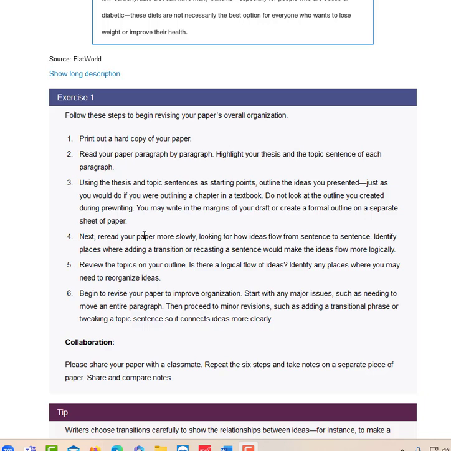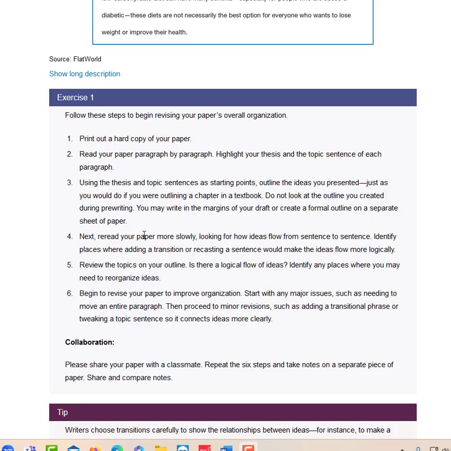Using the thesis and topic sentences as starting points, outline the ideas you presented just as you would if you were outlining a chapter in a textbook, otherwise known as reverse outlining. Next, reread your paper more slowly, looking for how ideas flow from sentence to sentence. Identify places where adding a transition or recasting a sentence would make the ideas flow more logically. Review the topics on your outline. Is there a logical flow of ideas?